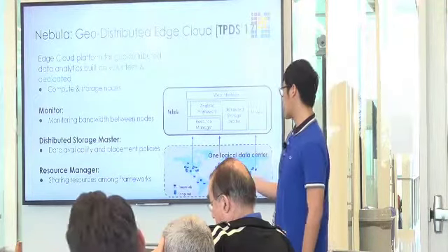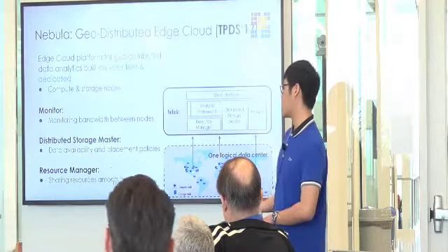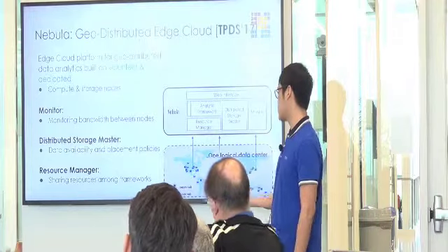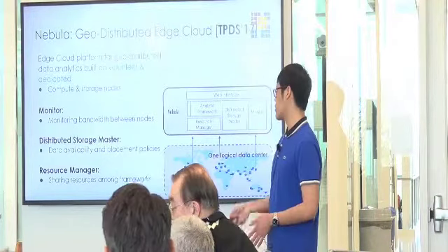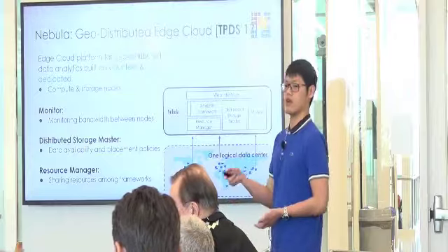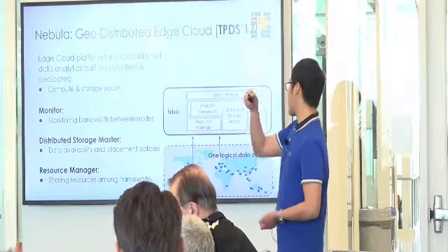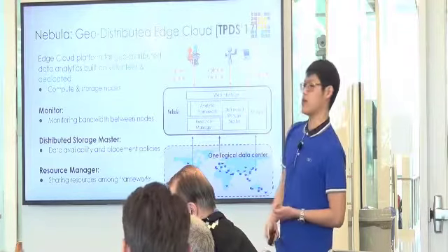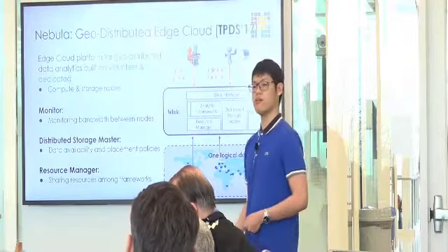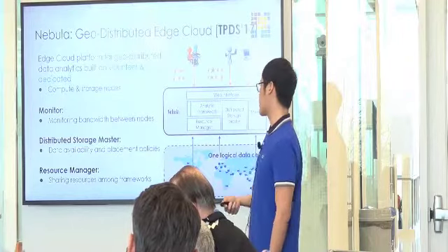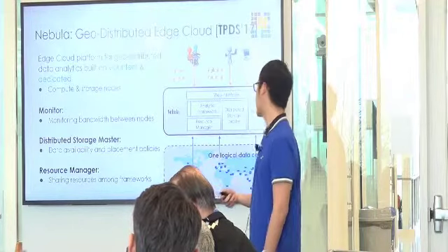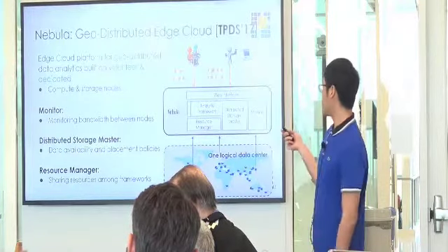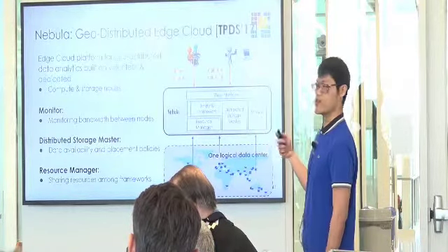And there's also a resource manager here that's doing something like what Mesos and YARN do, basically to share all the computational resources among multiple analytic frameworks. And Nebula provides a web interface where application writers can submit their jobs to the system, and they can also monitor the task execution in the system. Also, we use a web interface for volunteer nodes to join the system.